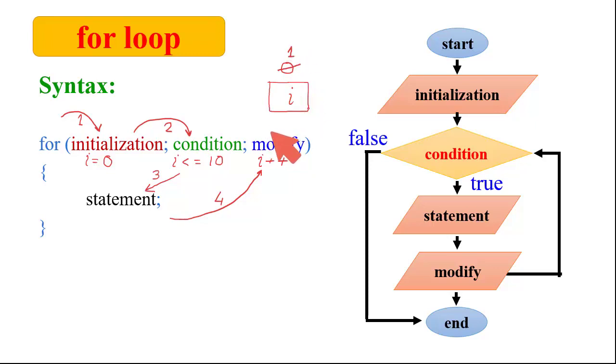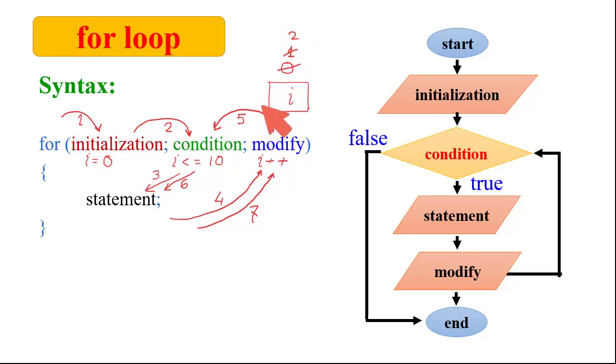Next, it will again check the condition. This is stage number 5. Now i = 1, 1 <= 10. So again it is satisfying the condition, so it will again enter into the loop. This is stage number 6. After execution of all the statements, it will again return back to the modify operator. This is stage number 7. i++, so the value of i will be 2.